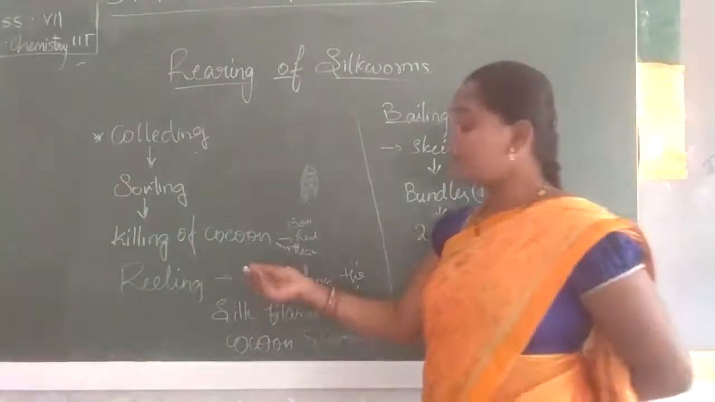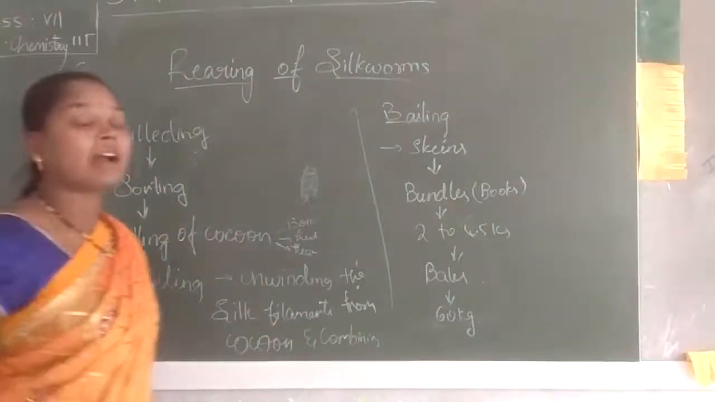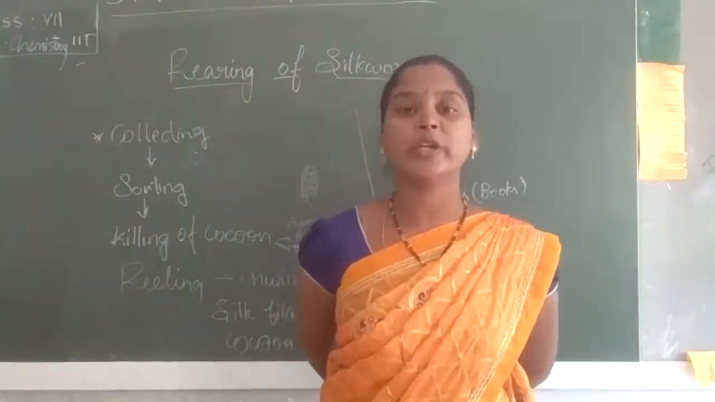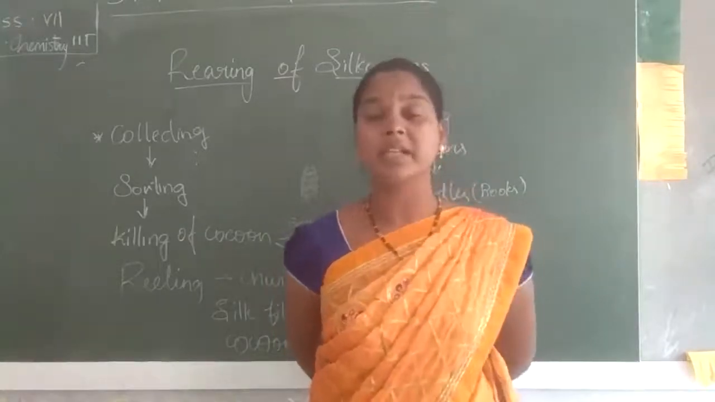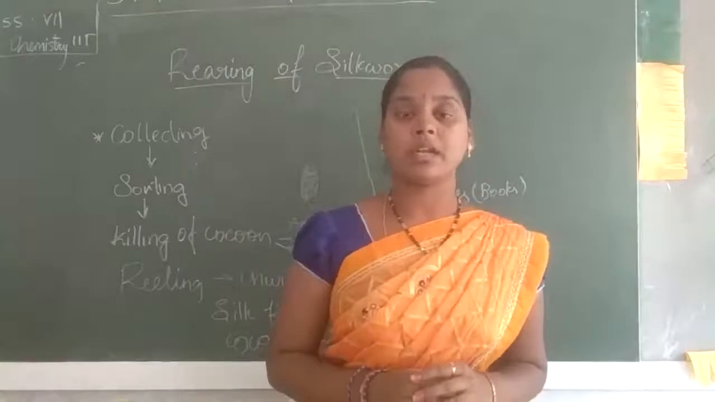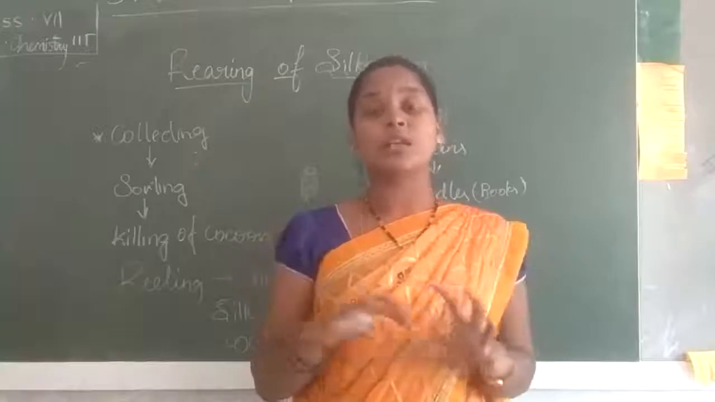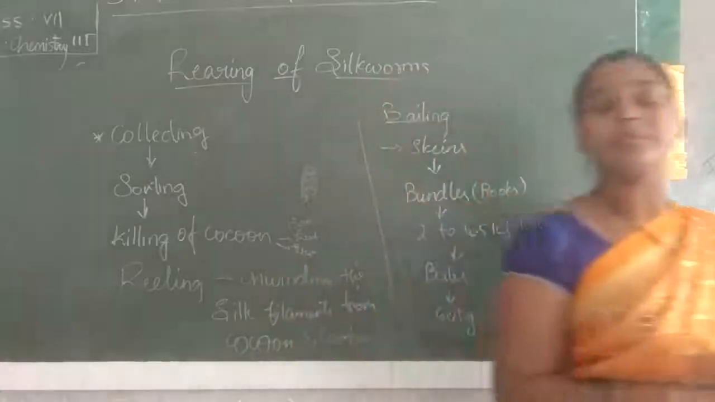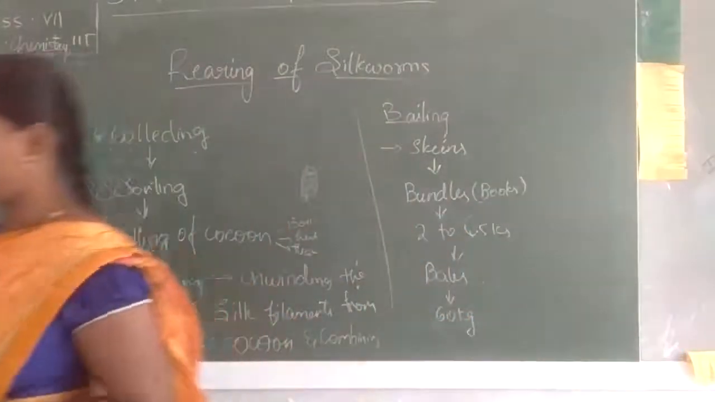And here, when these cocoons are boiling, I said that there are 2 proteins in the silk fiber. What are they? Fibroin as well as sericin. Sericin is nothing but silk gum. This silk gum helps the silk fibers to attach to each other, to be close to each other. It joins the 2 fibroin filaments with the help of sericin protein. So this is regarding reeling.